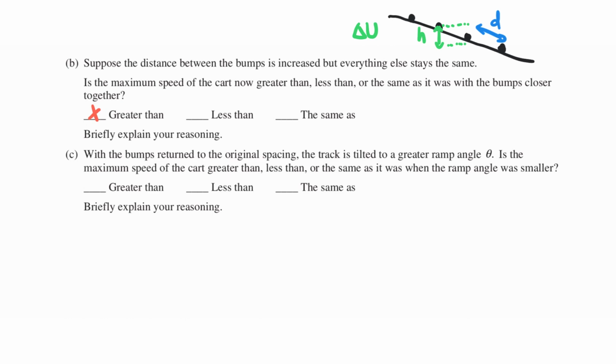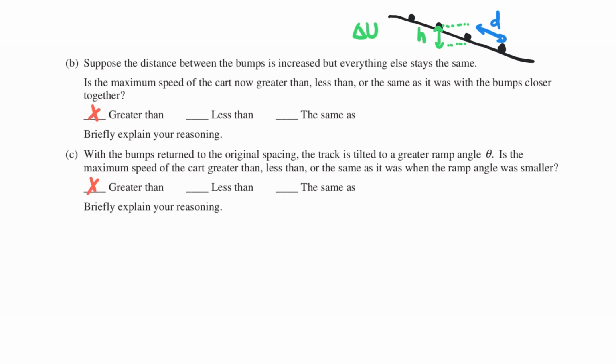Part C asks a similar question, but says now, with the bumps returned to the original spacing, if the track were tilted to a greater ramp angle, theta, is the maximum speed of the cart now greater than, less than, or the same as what it was before? And once again, I think that the answer here should be greater than. We could use our previous reasoning for this.